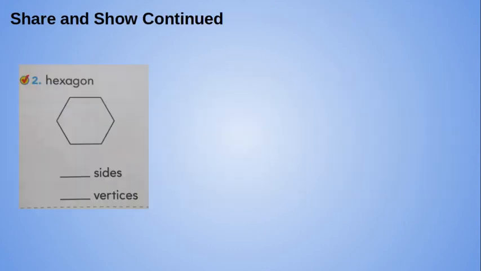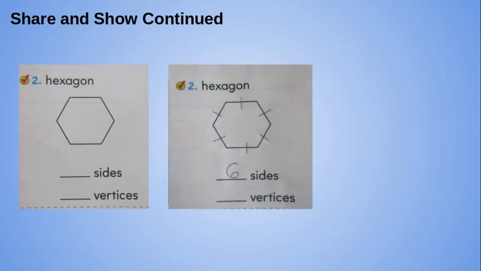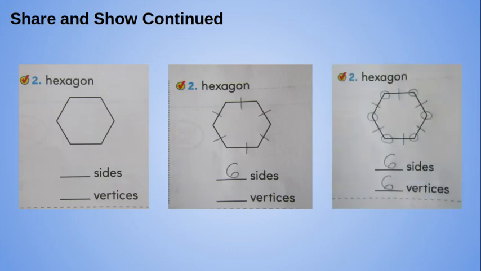Let's look at number 2. We have a hexagon. Same steps as the first problem. Let's go ahead and label each of the sides or identify the sides by putting a dash mark on them. And I found that there are 6 sides. And now I can go ahead and circle each of the vertices.